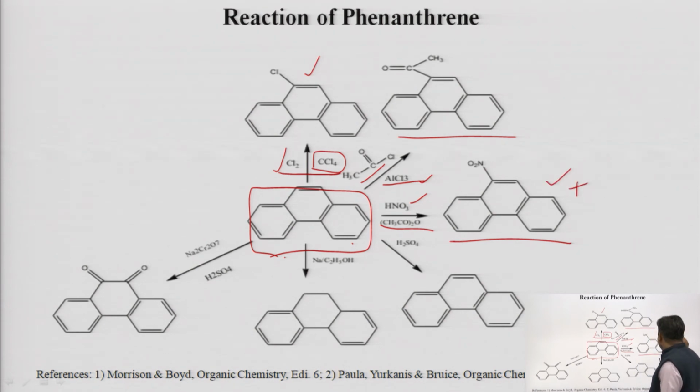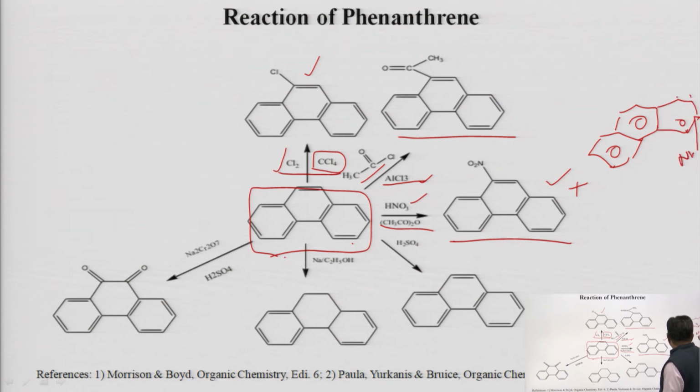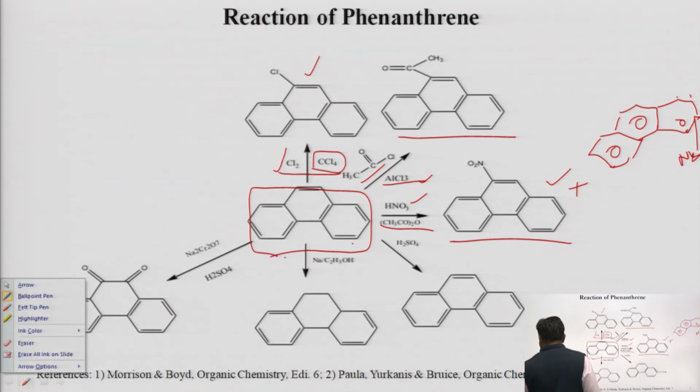It is also having 1, 2, 3, yeah, nitro substituted products. So this product is more stable than the other.